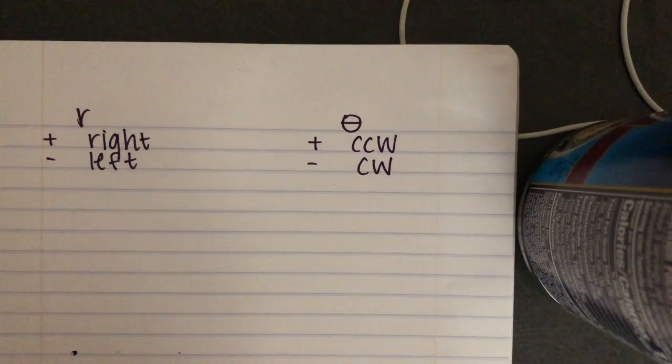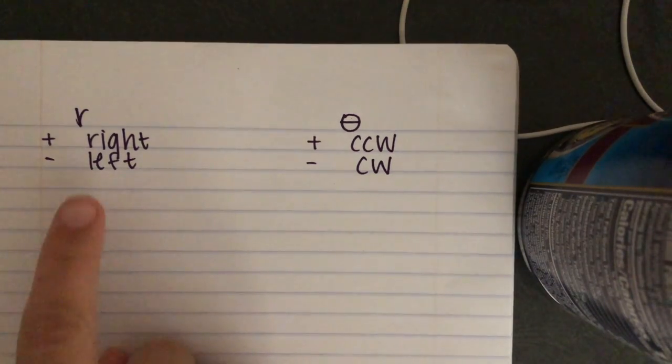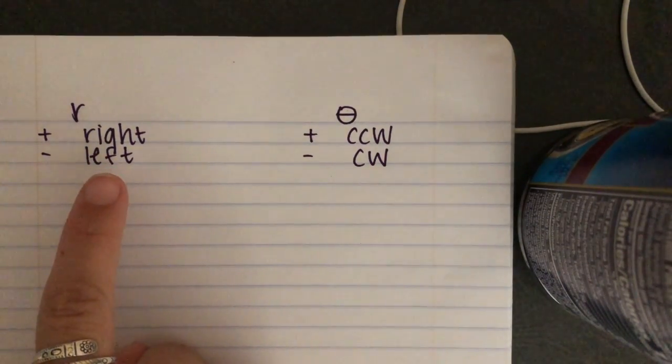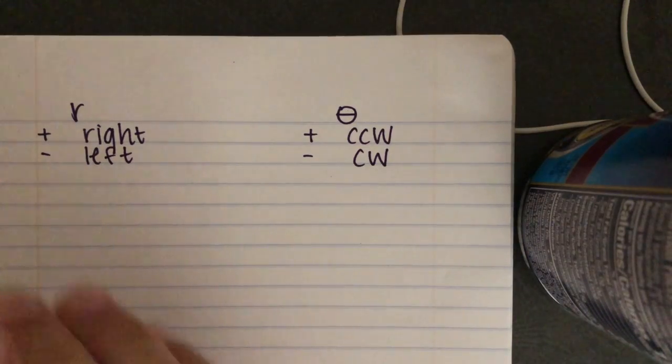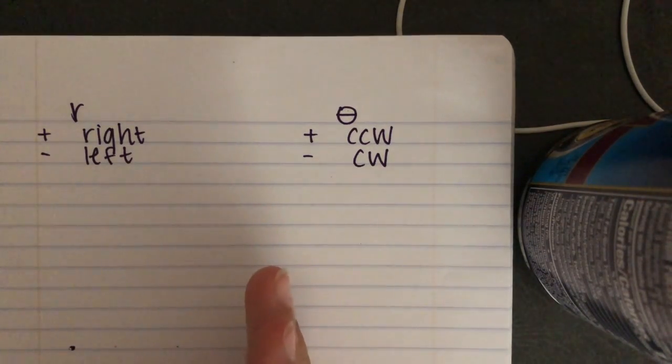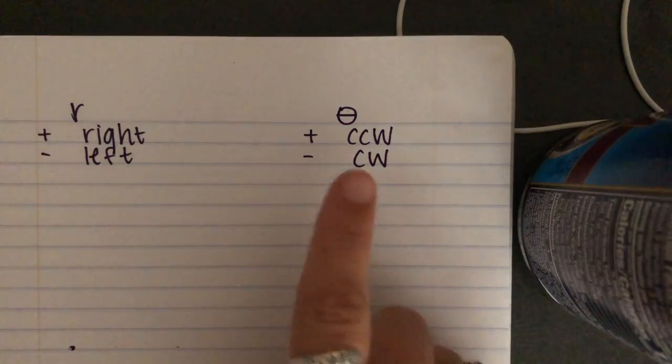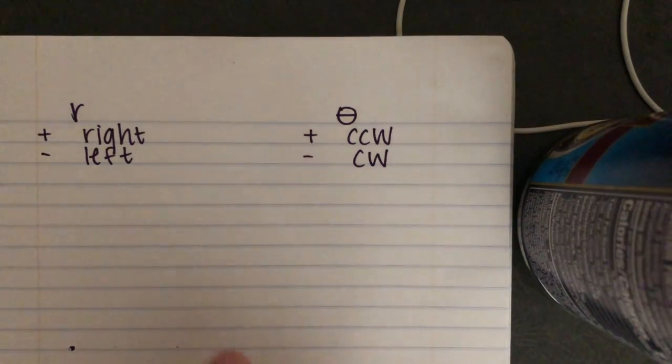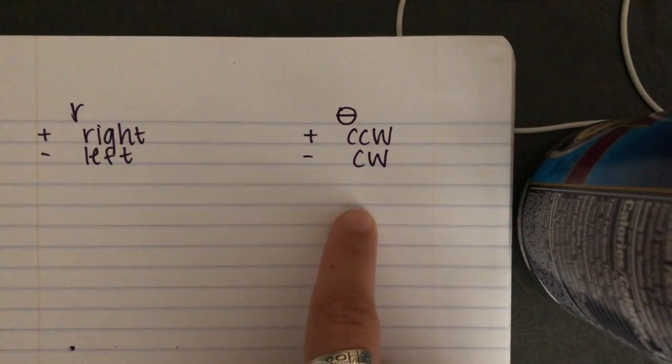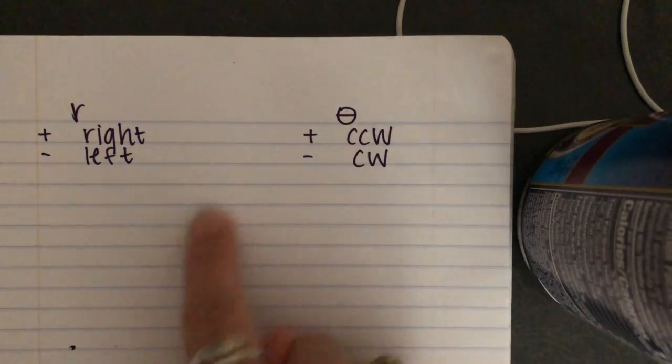So when graphing, the thing to remember is that if your r, or your magnitude, is positive, you go right, and if it's negative, you go left. And if your theta is positive, then you go counterclockwise, and if it's negative, you go clockwise.